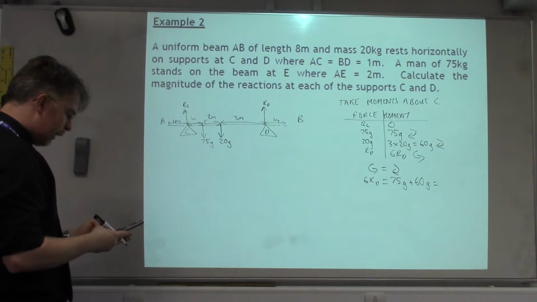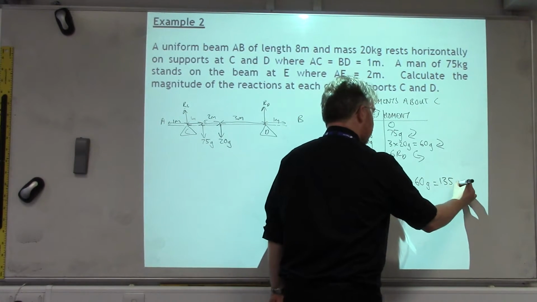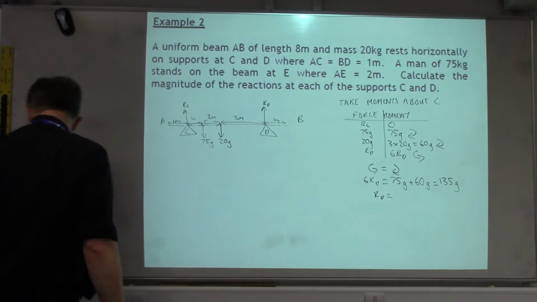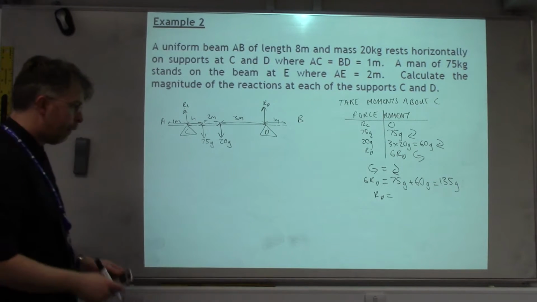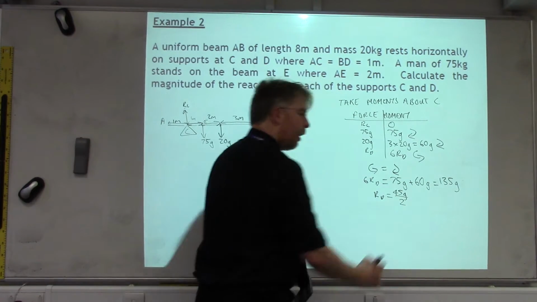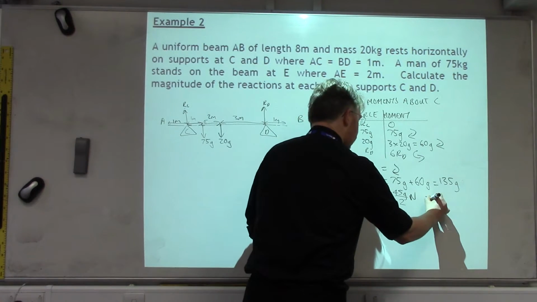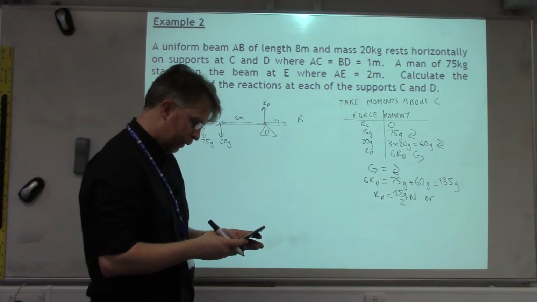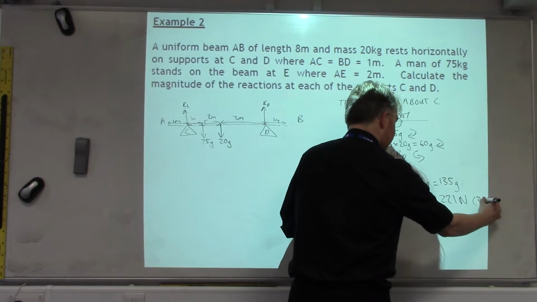So 75 plus 60 is 135G. Divide through by the 6. We get 45G over 2. And it generally is acceptable to leave answers in terms of G, or to 3 significant figures. 221 newtons.